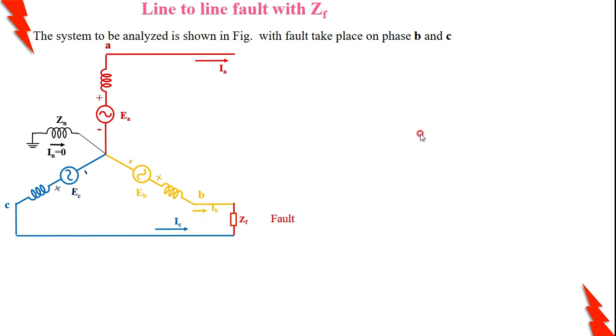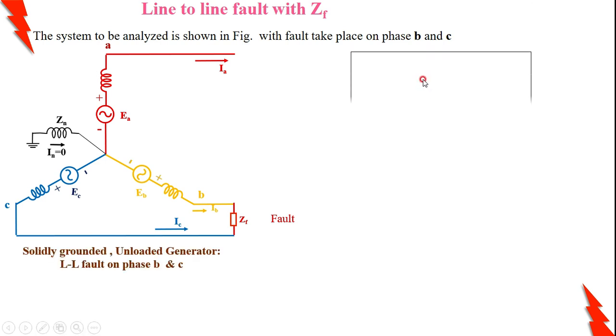The same terminal conditions I am writing here, that is the boundary conditions. The first one is VB minus VC is equal to IB into ZF. Here it is VB, here it is VC. There is a potential difference from this point to this point, that is VB minus VC, equal to IB into ZF here. Then the next condition is IA is equal to 0.